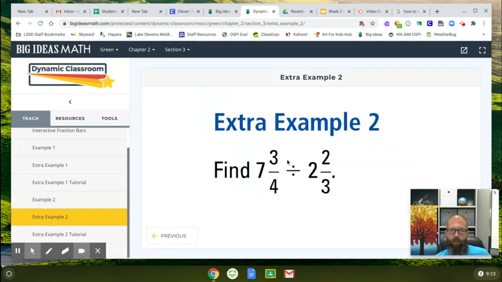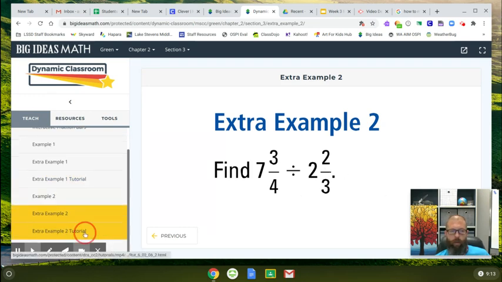Okay, here's another one. 7 and 3/4 divided by 2 and 2/3. Go ahead and try this one. Pause your video. Remember, you have to multiply 4 times 7 and add 3. Change it to an improper fraction. And then 2 times 3 is 6, plus 2 is 8, 8 over 3. Then don't divide, flip and multiply. Find 7 3/4 divided by 2 and 2/3.